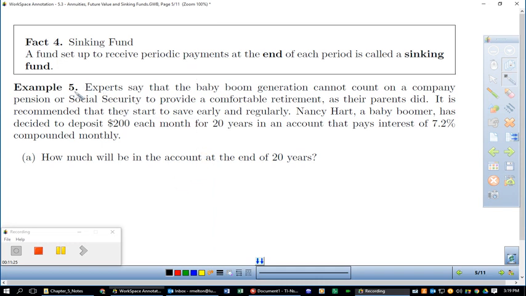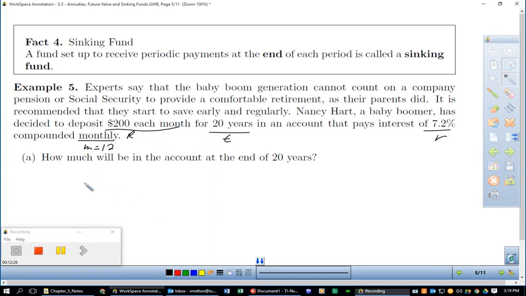All right, so example 5. Experts say that the baby boomer generation cannot count on a company pension or Social Security to provide a comfortable retirement as their parents did. It's recommended that they start to save early and regularly, and that's just a good idea anyways. Nancy Hart, a baby boomer, has decided to deposit $200 each month, so there is our payment, for 20 years, there's our time, in an account that pays interest at 7.2% compounded monthly. So it's monthly, so M equals 12. How much will be in the account at the end of 20 years?